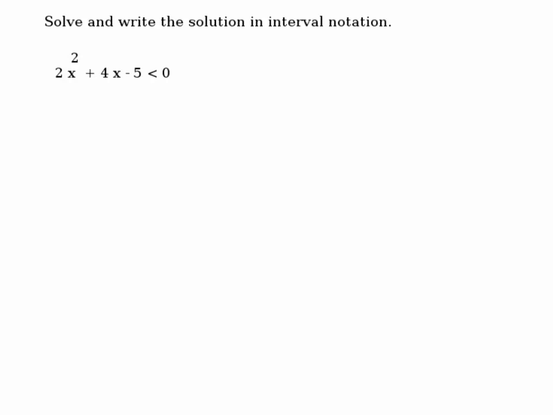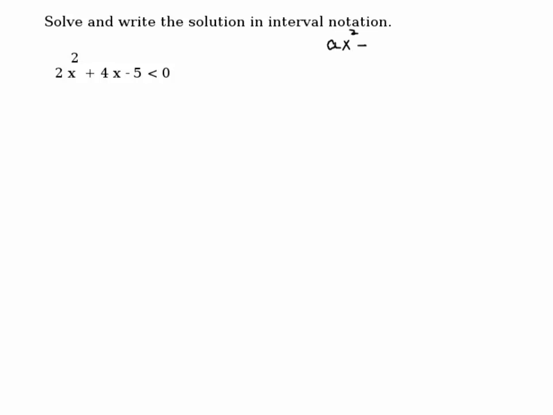Solve and write the solution in interval notation. Here we have a second order equation. Let's solve this and find for what value of x this would be equal to 0. And since this doesn't look like it's factorable, we can use the quadratic formula.